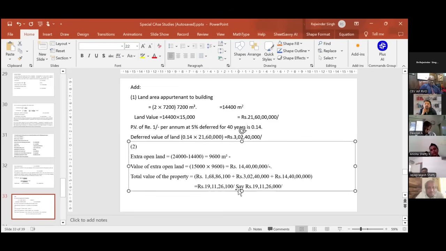Clear? Any doubt about this? Sir, this land area pertinent to building, this factor 2 is based on the FSI. FSI is 0.5, sir. Yes, it will be double. Okay, sir. Thank you. Any other doubt?